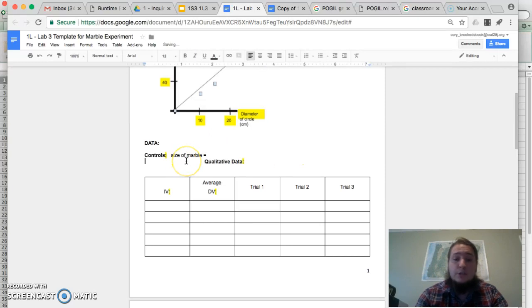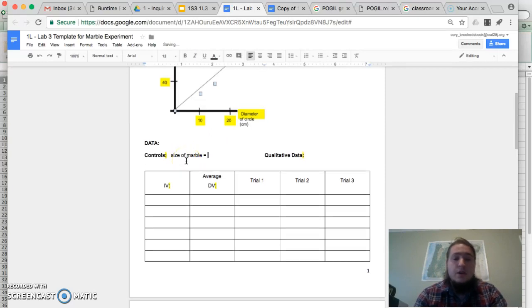So the size of the marble is going to be one thing that you want to keep constant, and then think about anything else that you might want to keep constant. You might want to make sure they're all spheres. Anything else, I'll let you pause here, see if you can think of anything that needs to also be held constant as well.